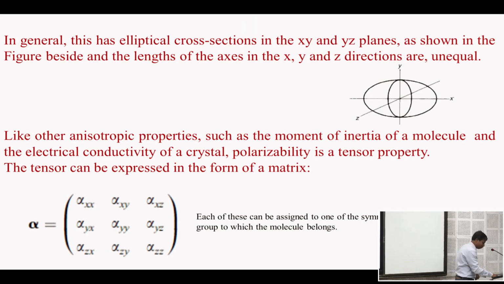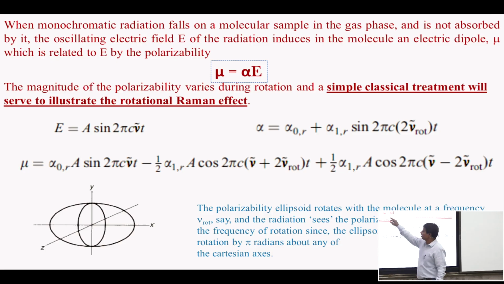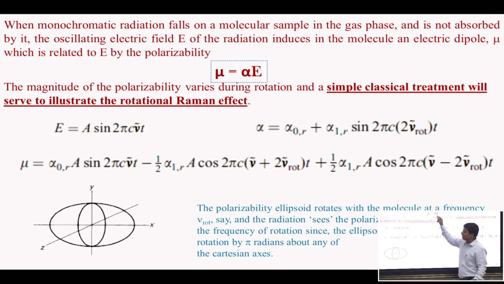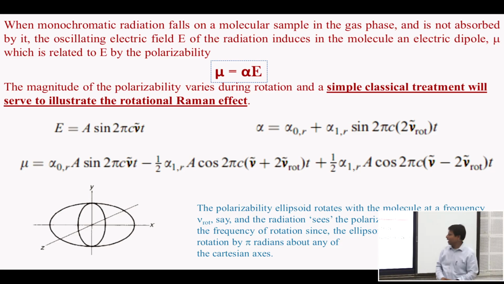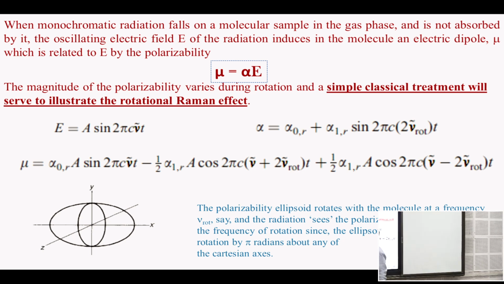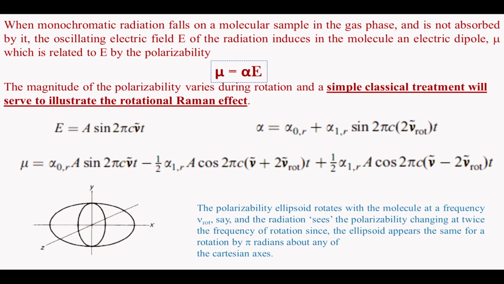So let us go to this one. We have studied this mu. Mu is alpha E. And what is mu? Mu is the induced dipole moment. Now the magnitude of polarizability varies during the rotation. In the rotational Raman spectrum, it is varying during the rotation. And what is the variation? The variation is given by this one.